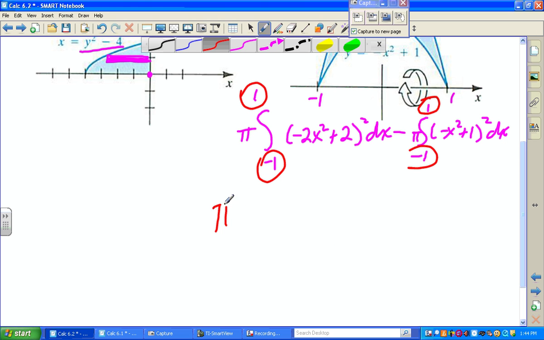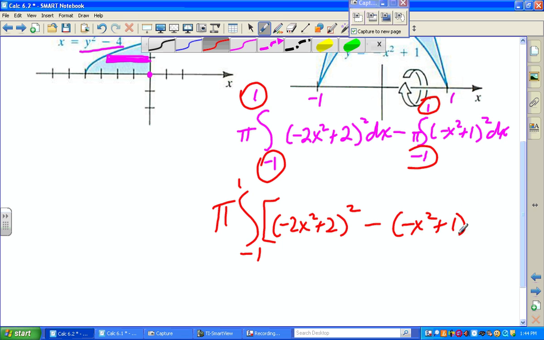Right, you have pi, negative 1 to 1. It's going to be a complicated expression. Oh, what the heck. Negative 2x squared plus 2, all squared, minus negative x squared plus 1, all squared, dx. So is the only difference that you have to remember to put pi in front of it? Pi and squaring it are the two main differences. Okay?